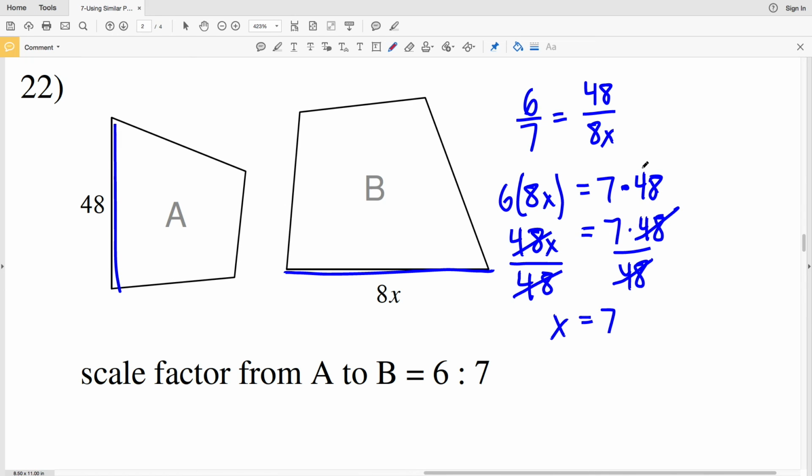So no need to do more work for yourself and type this into the calculator, because I know for a fact that I'm going to be eventually dividing by 48, so that 48 will cancel out. x is equal to 7 in number 22.